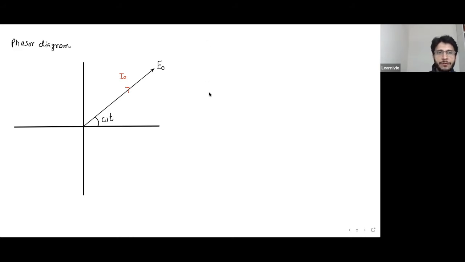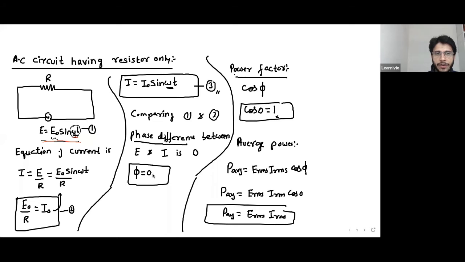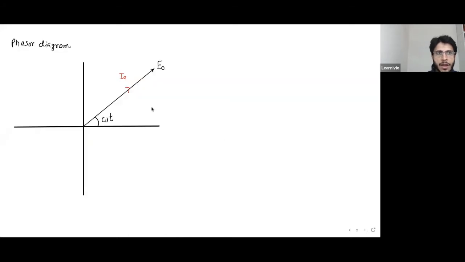So both EMF and current here are exactly in the same phase. This is clear from the diagram, and even in theory, we have calculated that phi equals 0. After the phasor diagram, there's one more thing. You're supposed to draw the sine curve. The next is the sine curve.